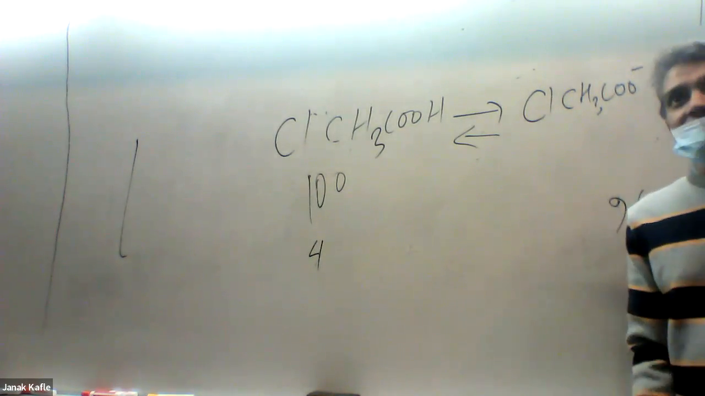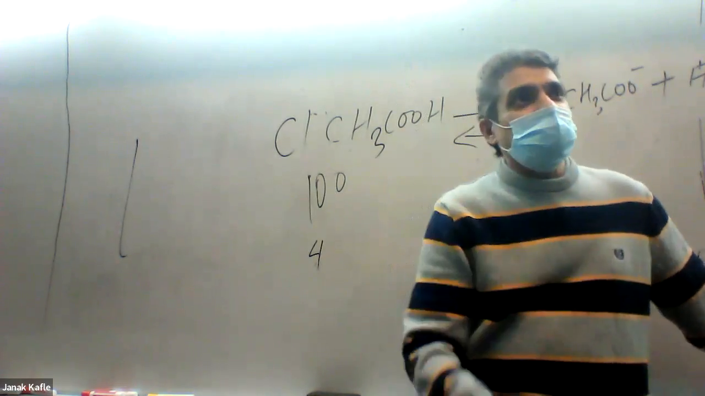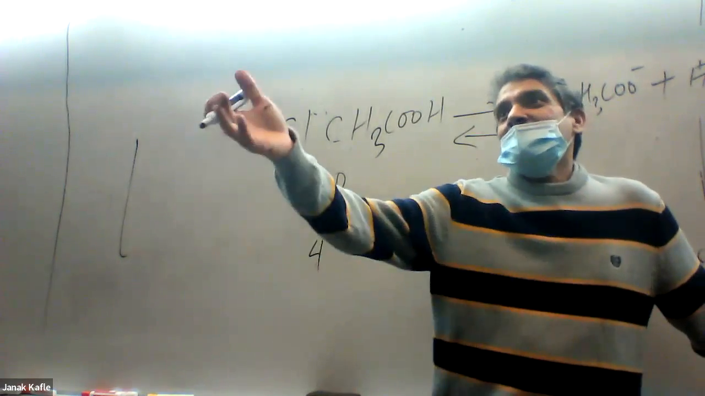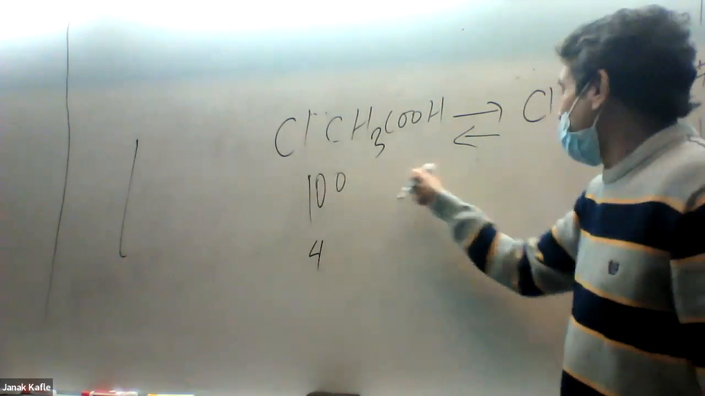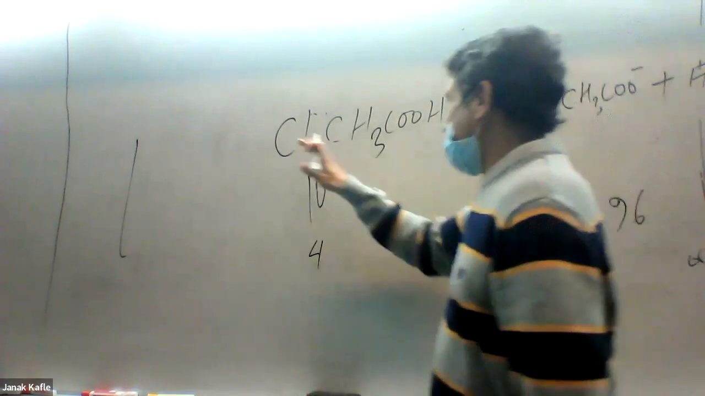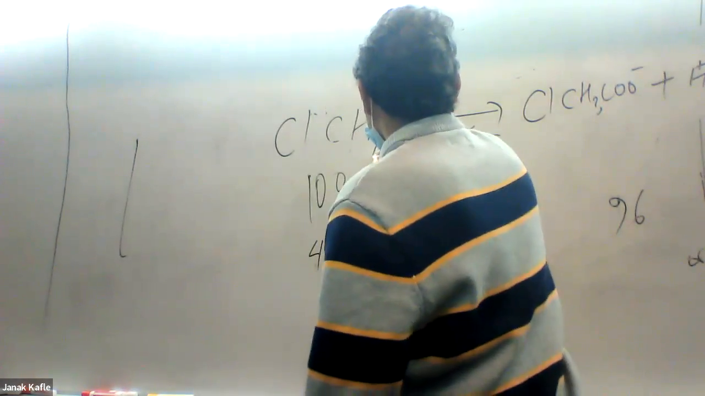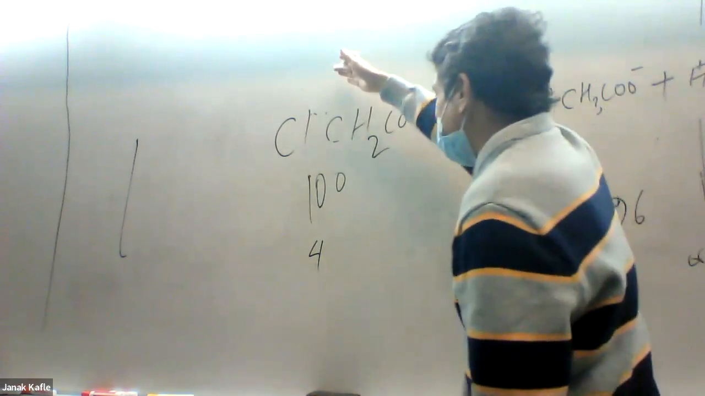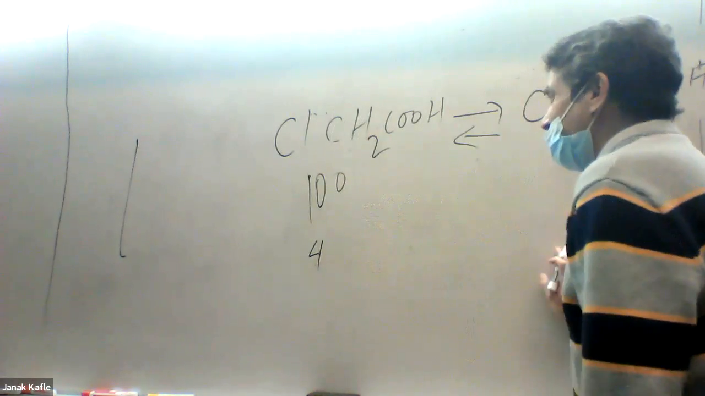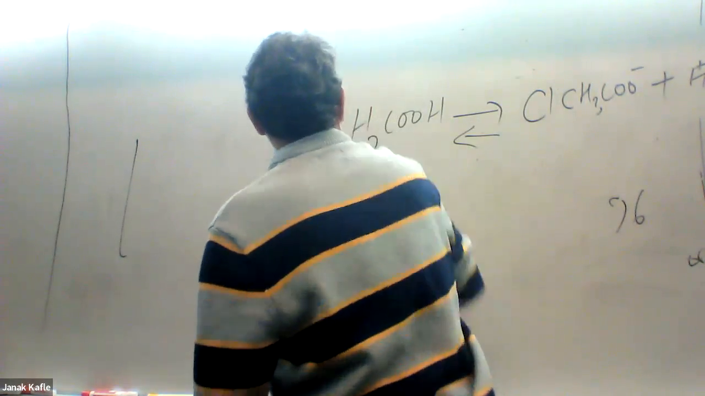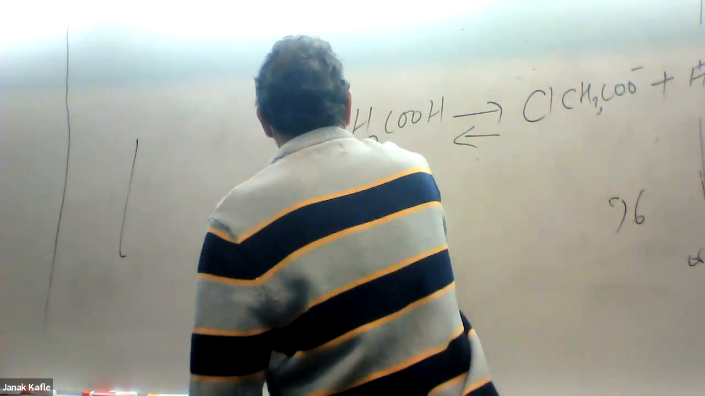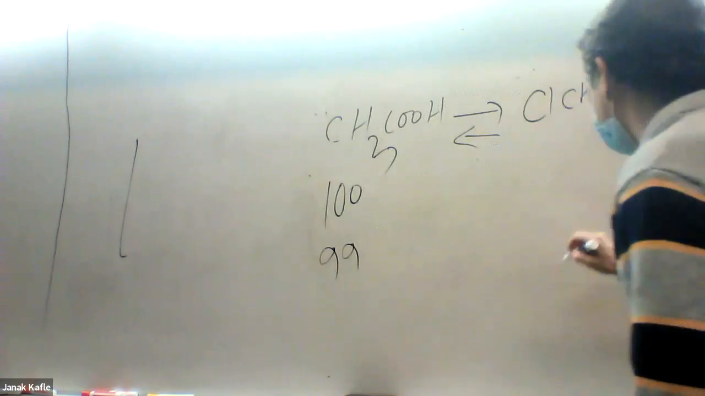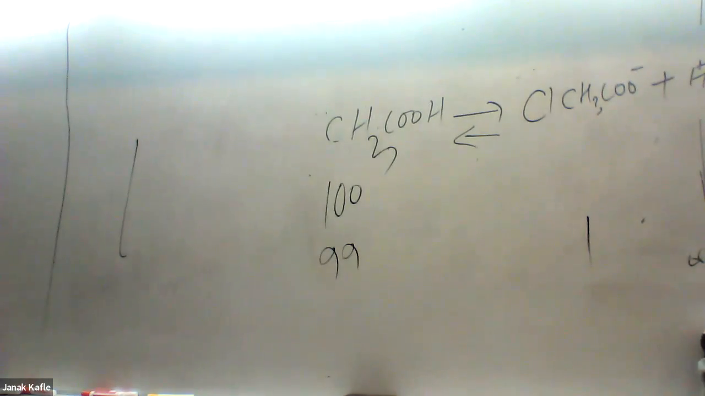So not all chemical reactions or reversible reactions are product favored. Some are reactant favored, some are product favored. Make sense? This reaction, CH2COOH, is product favored because 96% of this molecule breaks down to give the product. But previously, I was writing this one, and I told you out of 100, only one particle is being broken. So 99 are left behind, and only one is breaking to give the product.